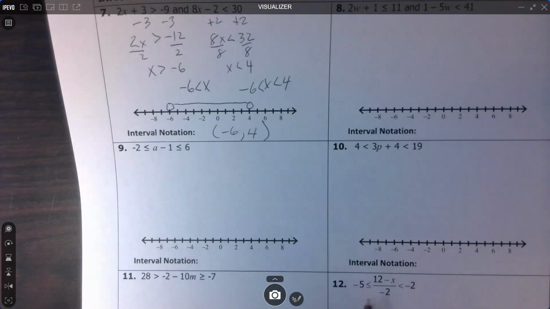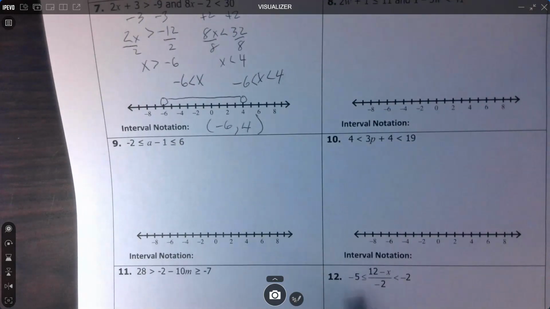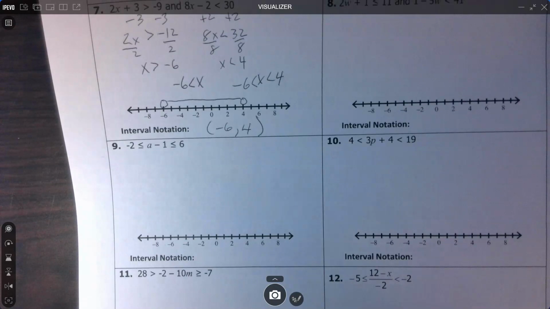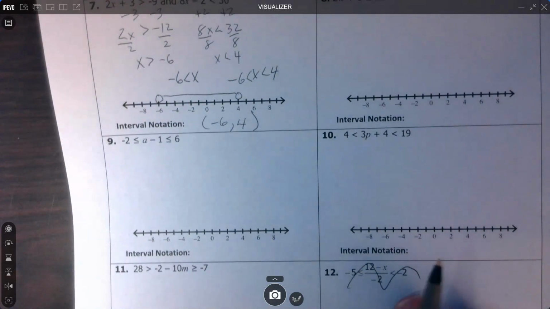12, I'm going to skip this whole negative divided by a -2, and this is just a mess. This is just a headache and that's not worth explaining. So I think I avoid that in your homework as well, so don't worry about that one.